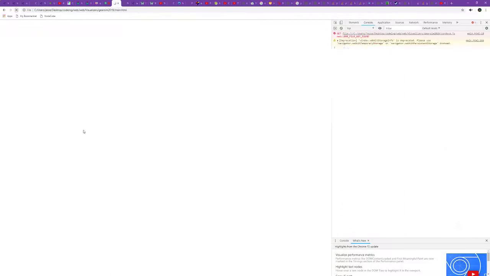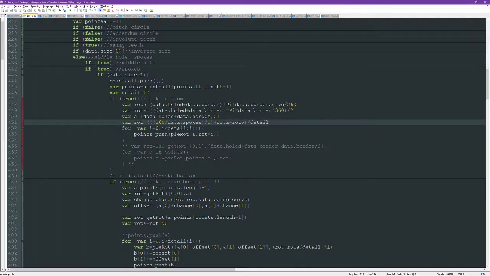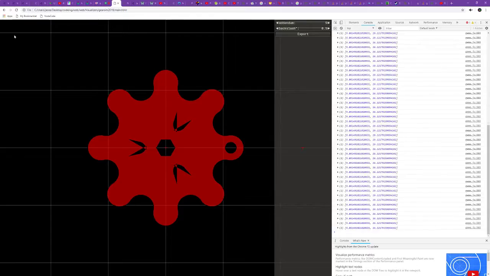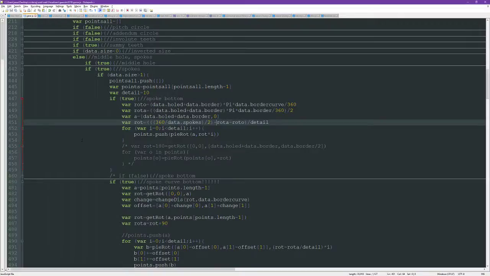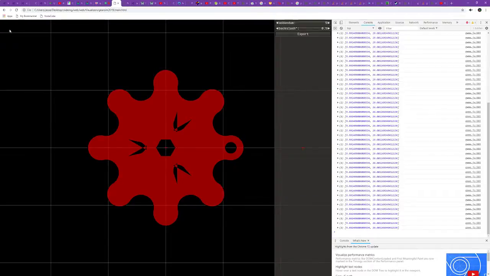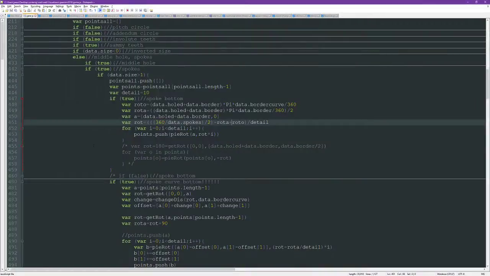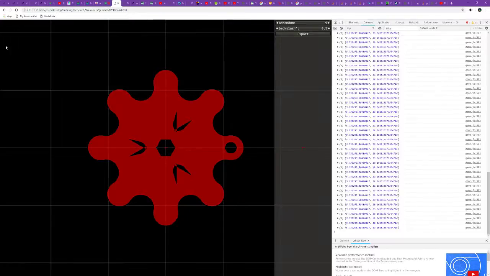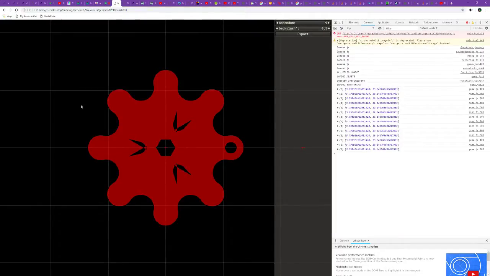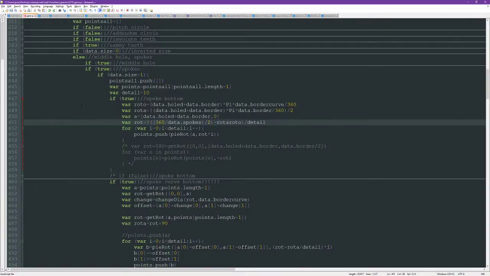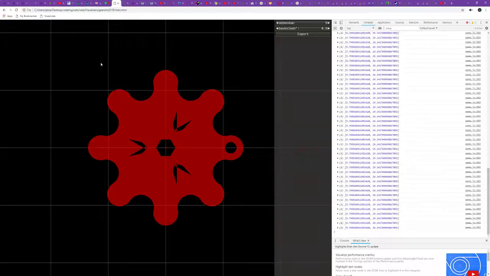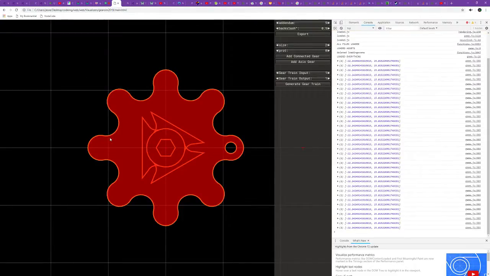So I need to do that. So I need to do this. So I need to now plus that. What if I didn't do either of those things? What if I didn't divide by 2? That made a difference.